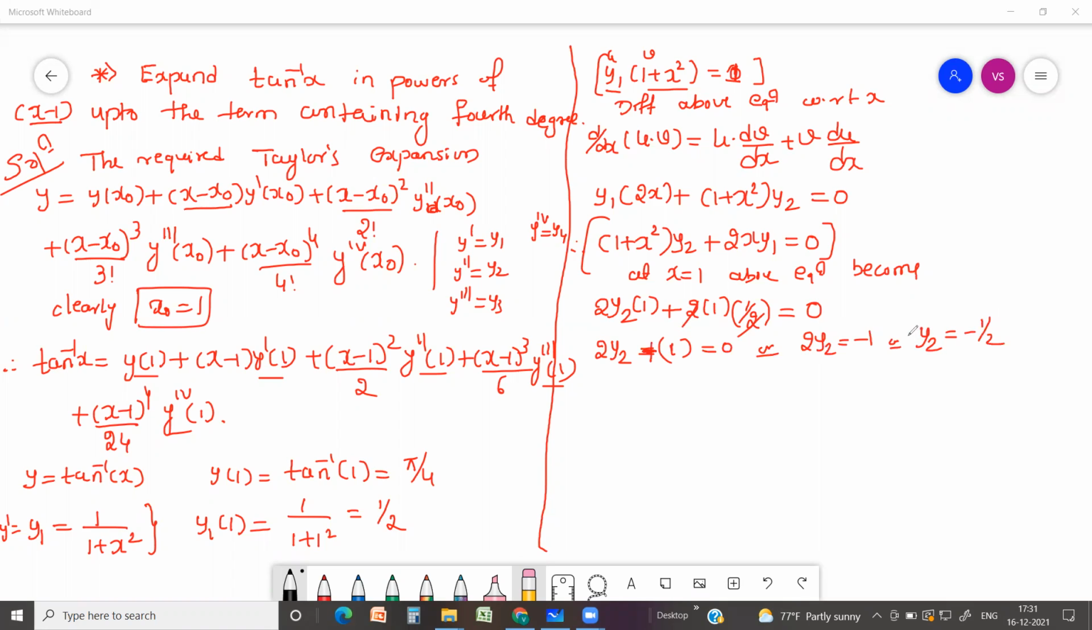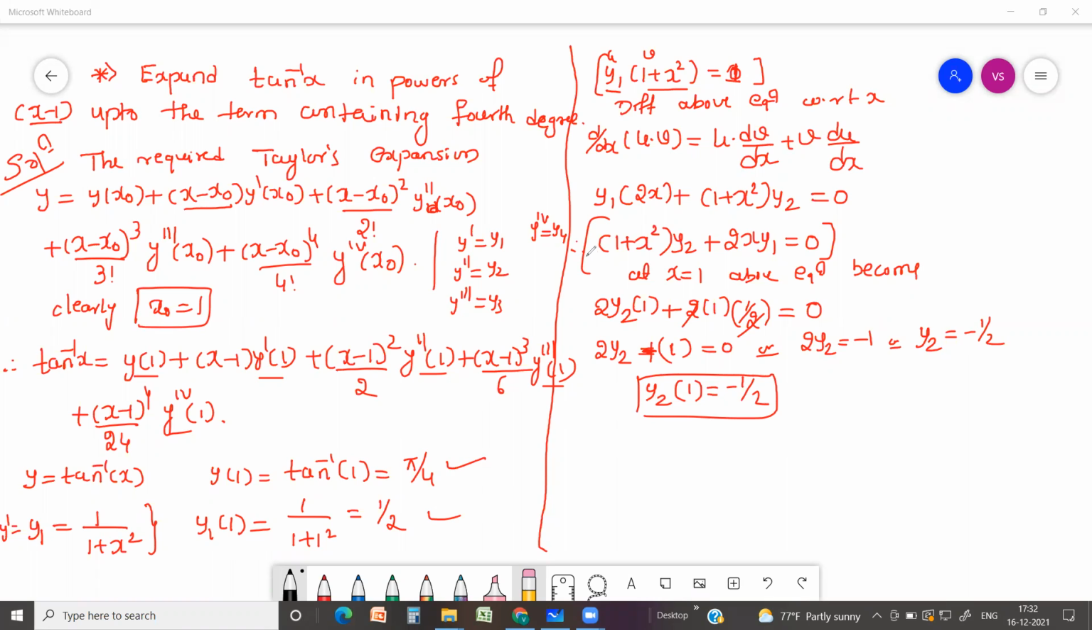So the meaning of this is that the y2 of 1 value is minus 1 by 2. So we got this value. We got y1 of 1 and y2 of 1. We have to find out y3, I mean y triple dash of 1.